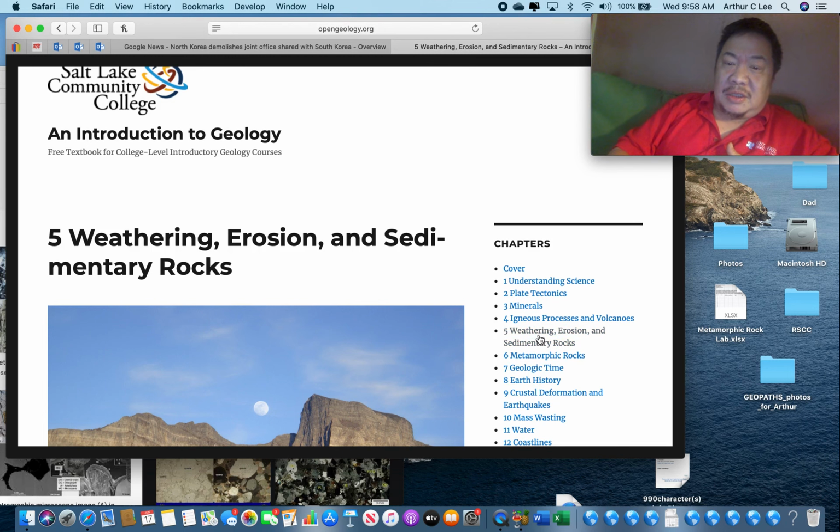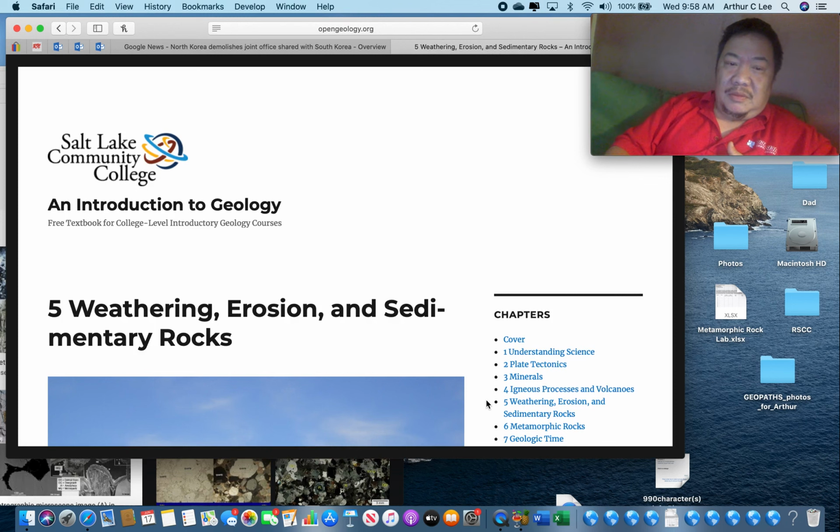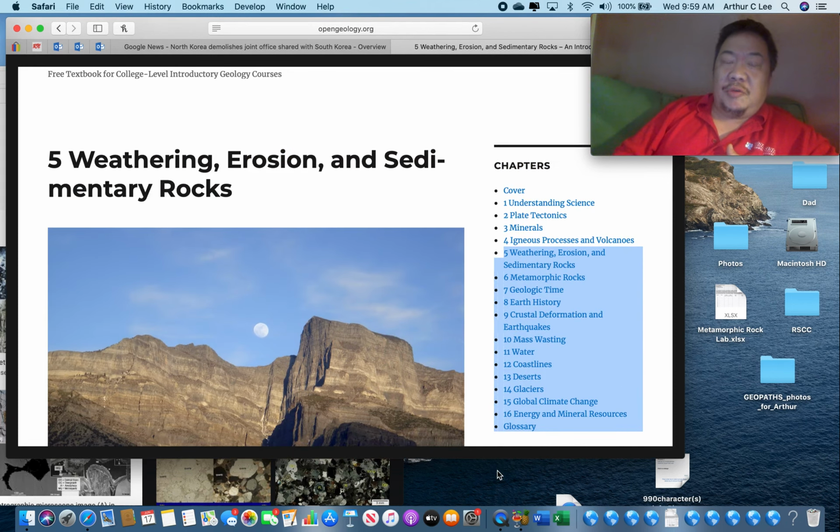So let's take a look at chapter 5, Sedimentary Rocks. The chapter is called Weathering, Erosion, and Sedimentary Rocks. I think, personally, of the 3 kinds of rocks, and rocks are not the same thing as minerals. Rocks are made up of different kinds of minerals. I think sedimentary rocks are the most interesting, and I'm going to show you why.